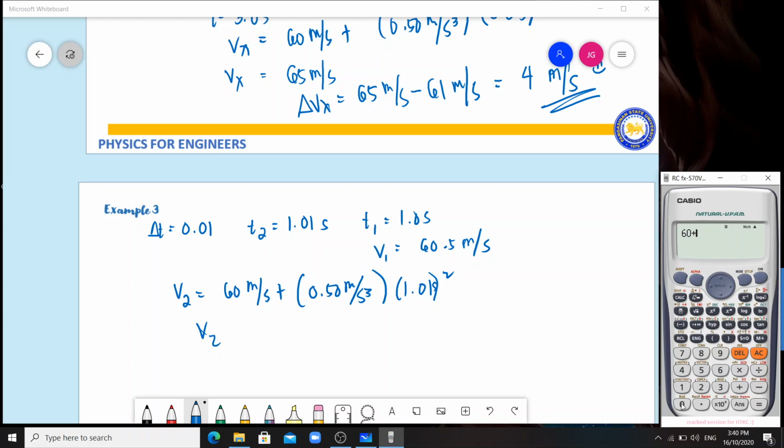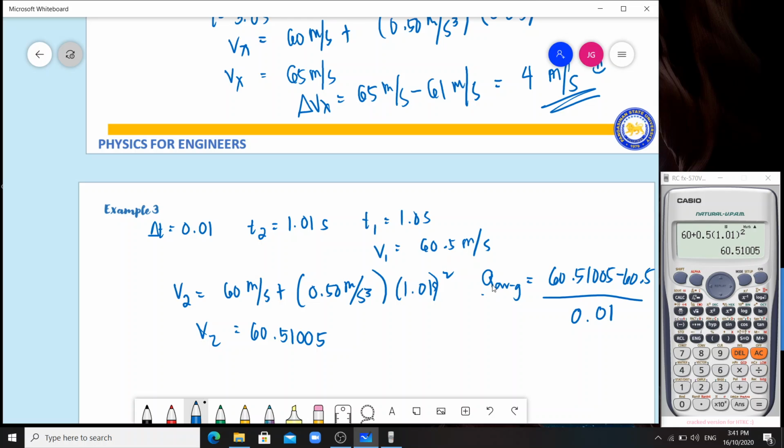60 plus 0.5 times 1.01 squared. Yan, 60.51005. Okay. So, ang average acceleration natin dito, sorry. Ayan. V2 is 60.51005. Okay. And 60.5. Take note, kinukuha ko lahat ng figures kasi this is a very, very small change. Okay. Minus 60.5 divided by 0.01. Okay? Ang average acceleration natin is equivalent to 1.005 meters per second squared.